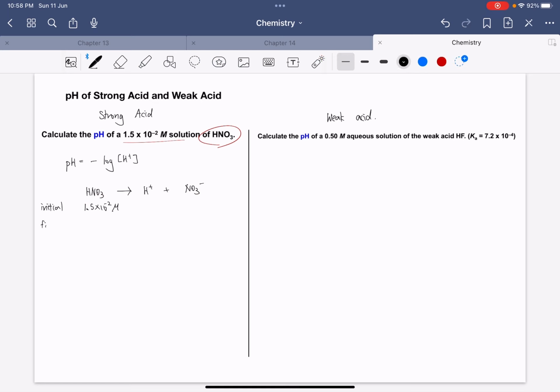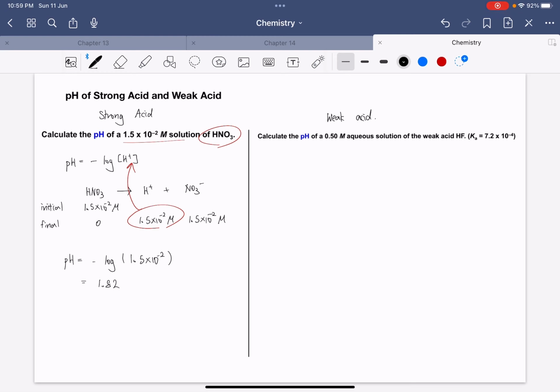So in final, we will have 0 molar of the acid and 0.5 times 10 to the minus 2 molar for each product. So we just need to plug this into this equation. Then we know the pH of this solution will be this one, which is calculated to be 1.82.